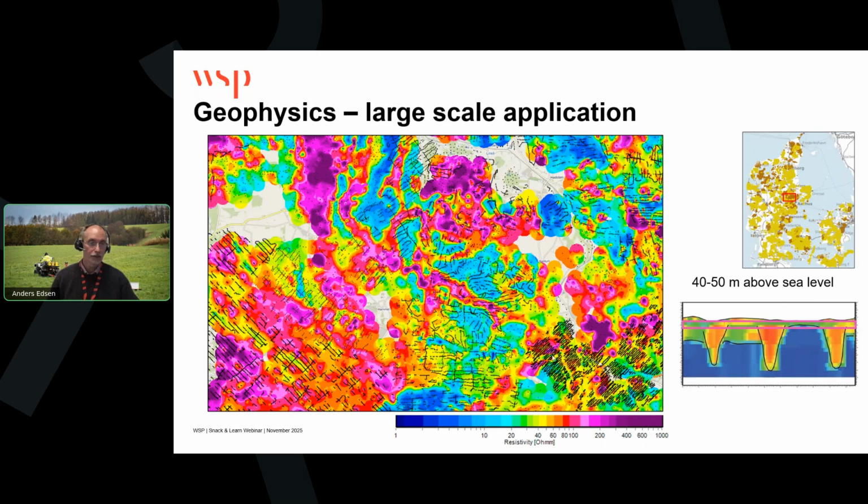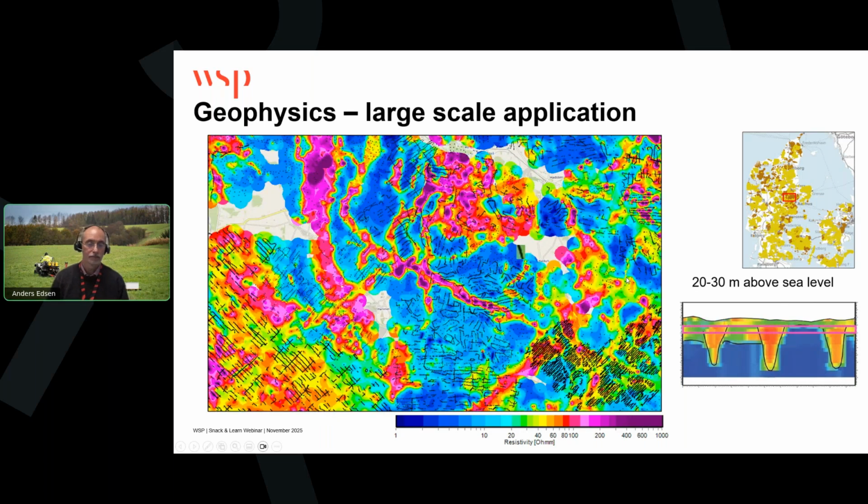This picture represents something very, very close to the surface. You see there are some measurements up here which are not within this level, but have a lower terrain level of 40 to 50 meters. And then there is a large variety in resistivities. Moving further down, we see that the Paleocene clay is represented by these colors.